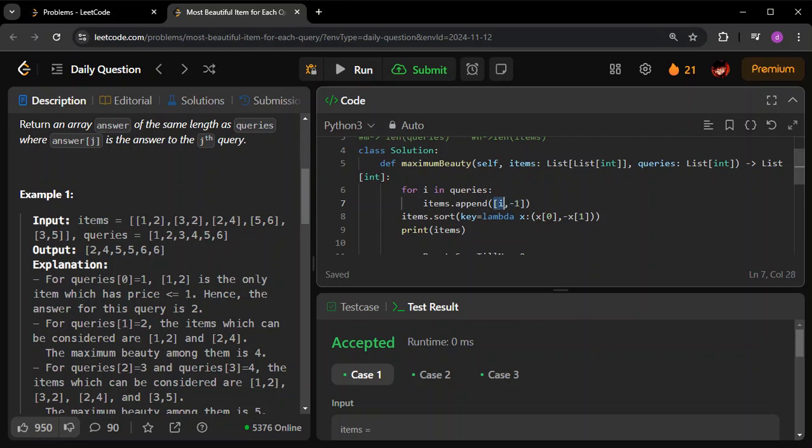Okay, and the 0th value as I means the price. Remember, the sorting is going to happen based on the price only. That is the 0th element of each element. For each element you have to take the 0th index, the value in the 0th index.